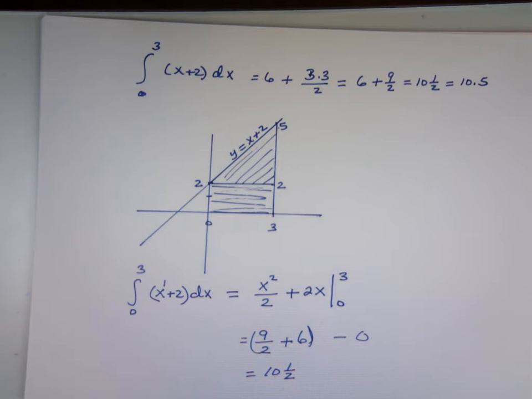Professor, how did you go from 6 plus 3.3 over 2 equals to 6 plus 9 over 2? 3 times 3, not point. That's 3 times 3. I'm trying to figure that out for like 10 minutes. That's 3 times 3.